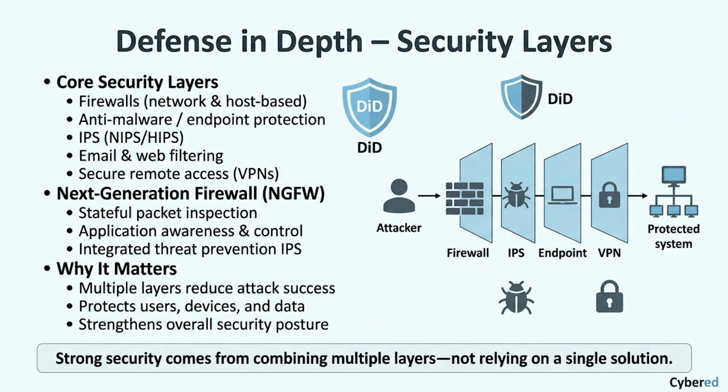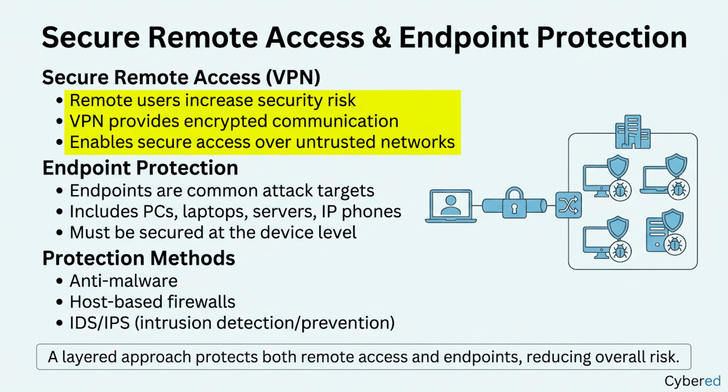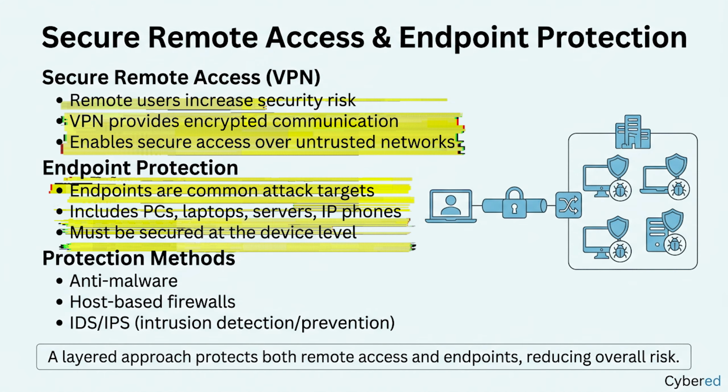A strong DID strategy includes firewalls, anti-malware, endpoint protection, intrusion prevention systems, email and web security filtering, and secure remote access (VPNs). A next-generation firewall enhances protection with stateful packet inspection, application awareness and control, and integrated threat prevention, IPS and malware protection. Remote workers introduce additional risk. Using a VPN ensures encrypted communication and secure access over untrusted networks.